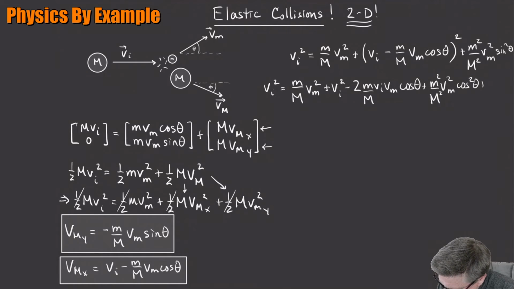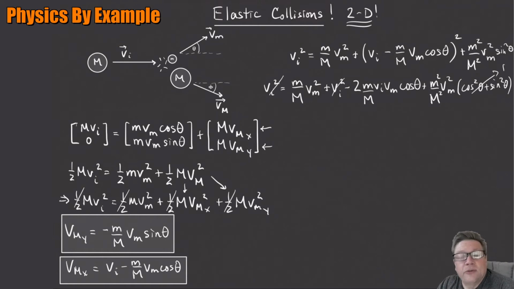Plus, oh, look. Those two terms are going to combine together. And we're going to get cosine squared theta plus sine squared theta. Again, running out of room. Okay. So that goes to 1, which is nice. Look at this. I got this term and that term, and so those go away.